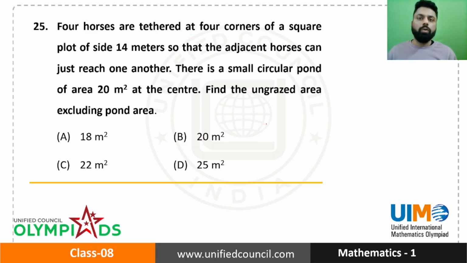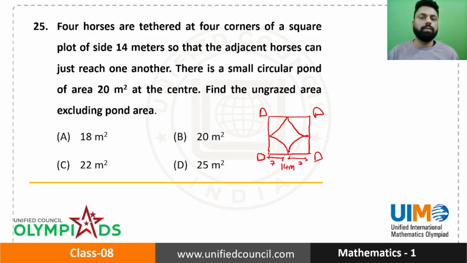4 horses are tethered at 4 corners of a square of side 14 meters, so that the adjacent horses can just reach one another. That means this is how they are tethered. Horse 1, horse 2, horse 3, horse 4. This is 7, this is 7. Similarly, all are 7. There is a small circular pond of area 20 meter square at the center.